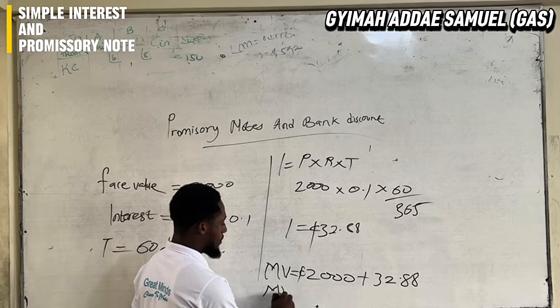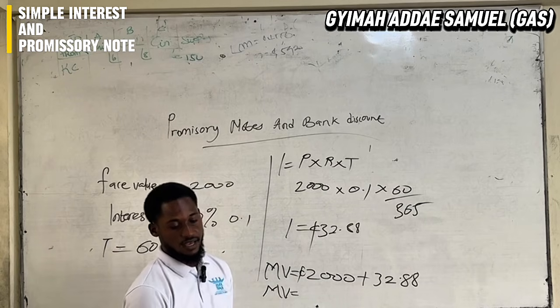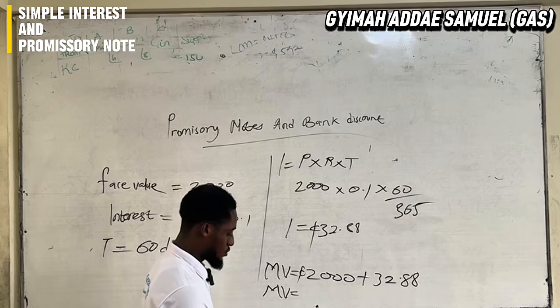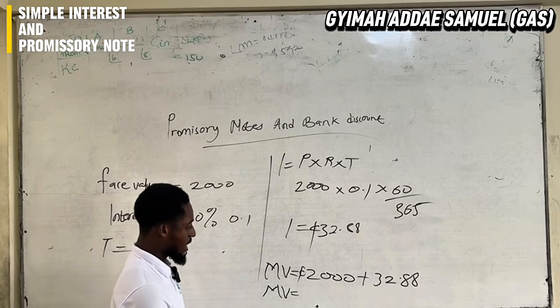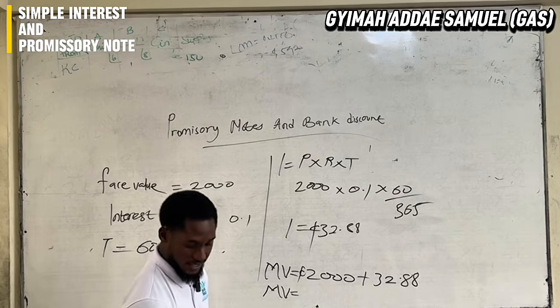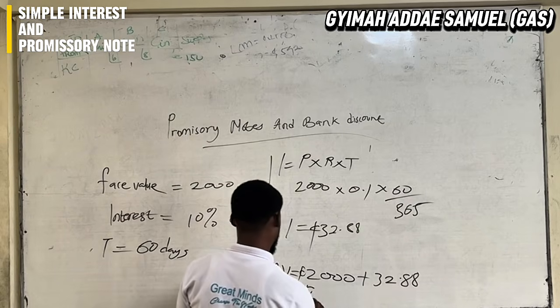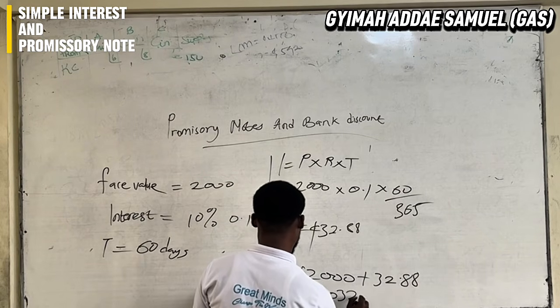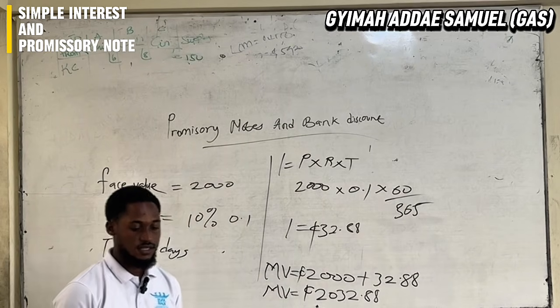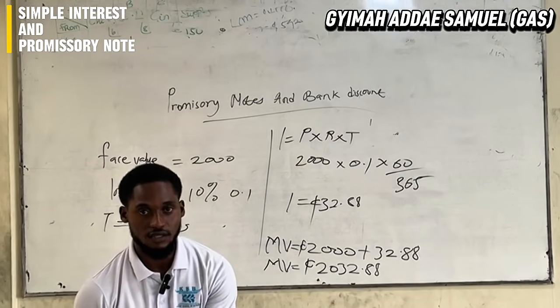And our maturity value here, we take our calculator. So 2,000 plus 32.88, and this is the figure we are getting. This is the figure we are getting for our maturity value.